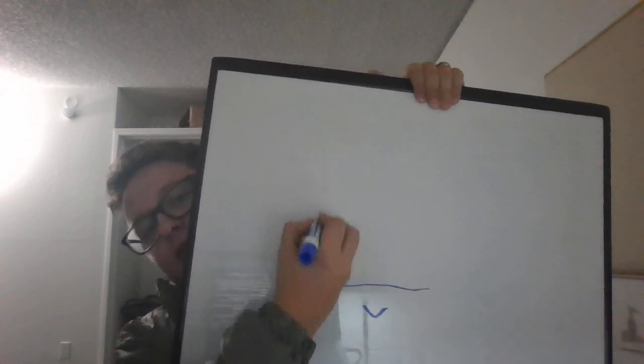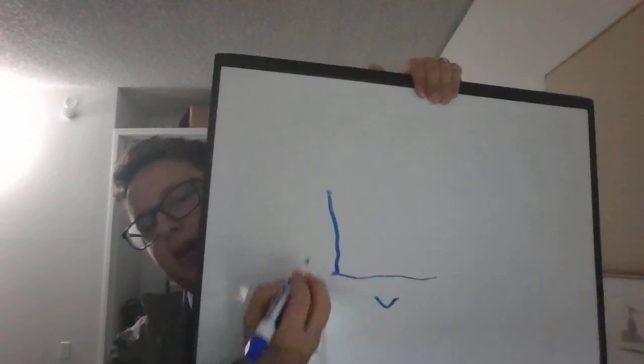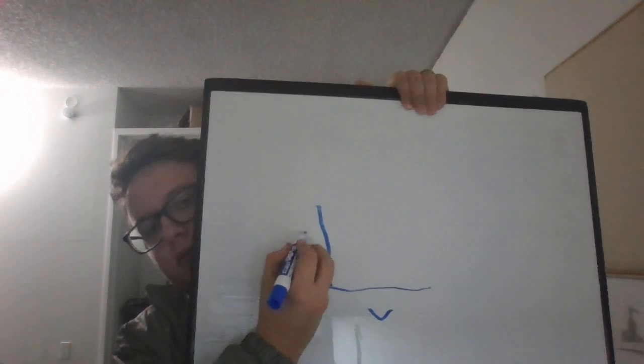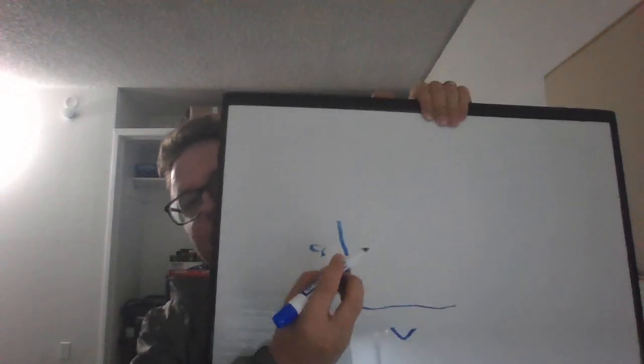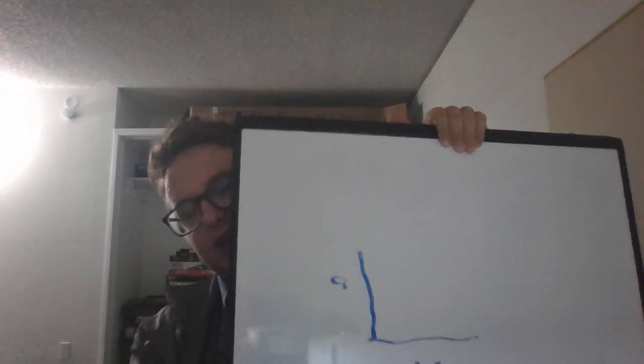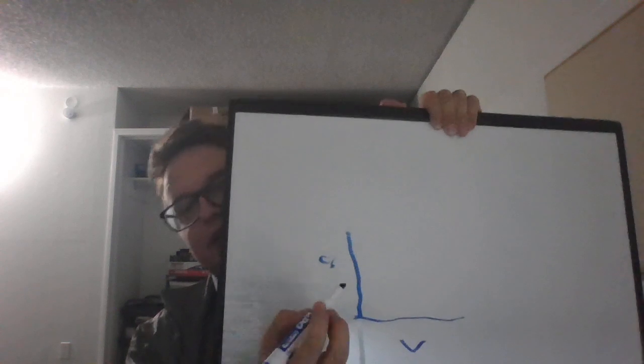And y goes to the sky, and this is pressure. Ventricular pressure. The loop traces the cardiac cycle for filling, contraction, ejection, and relaxation.